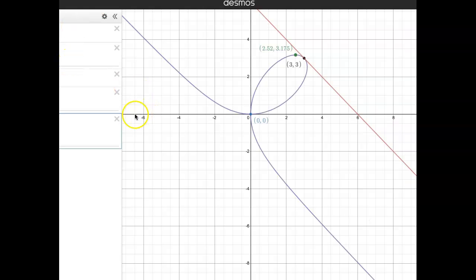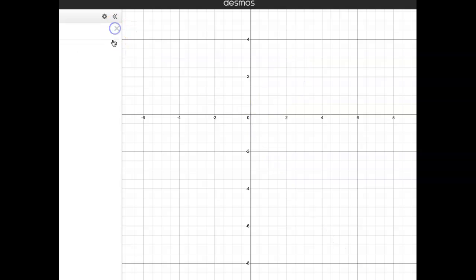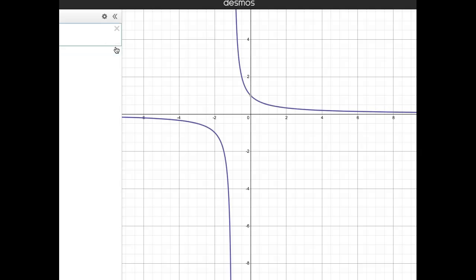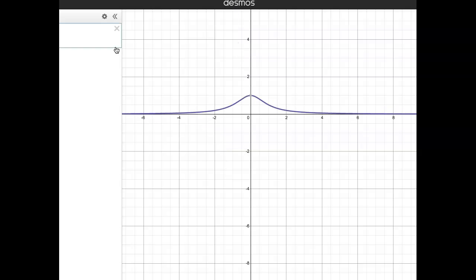So I'll give you an idea of what that graph actually looks like. It's also kind of a bell curve. So that's what it looks like. And you can see it's asymptotic in both directions, but the total area underneath it is finite, and it actually converges to pi.